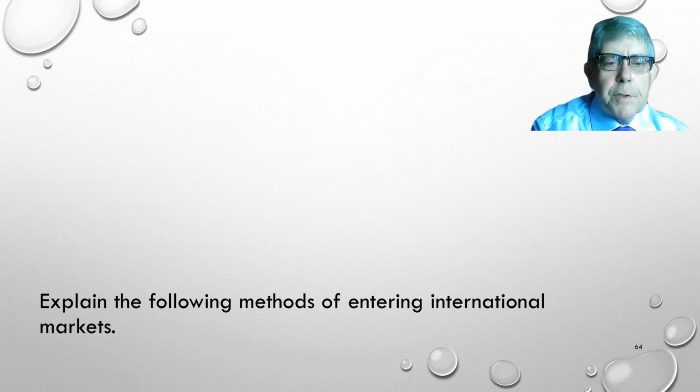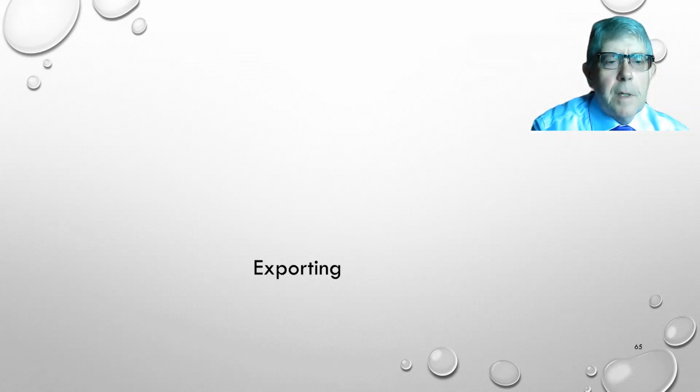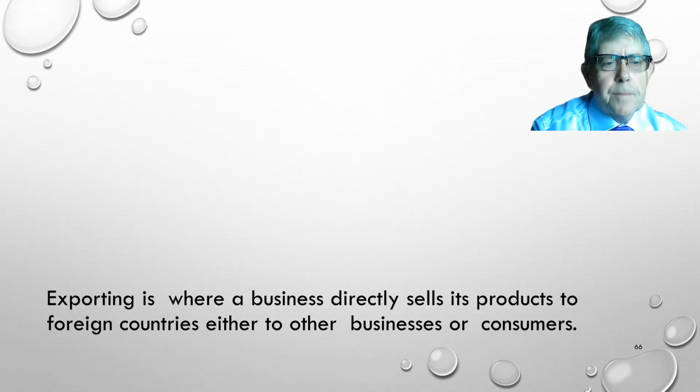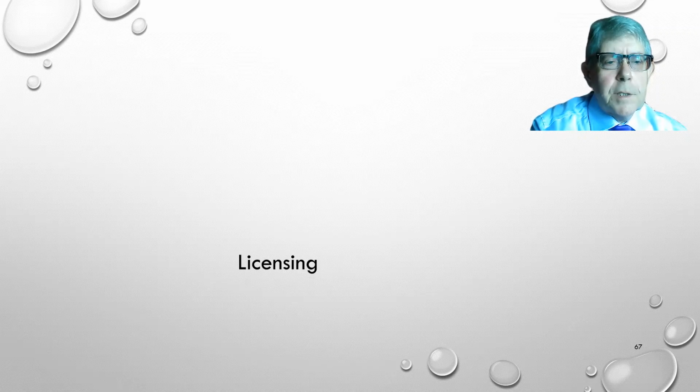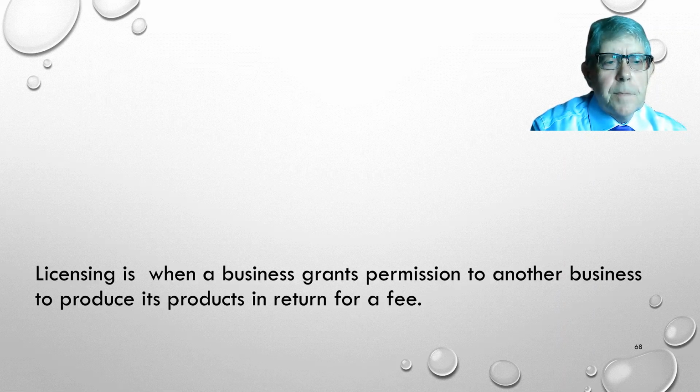Explain the following methods of entering international markets. Exporting. Exporting is where a business directly sells its products to foreign countries, either to other businesses or other consumers. Licensing. Licensing is when a business grants permission to another business to produce its products in return for a fee.